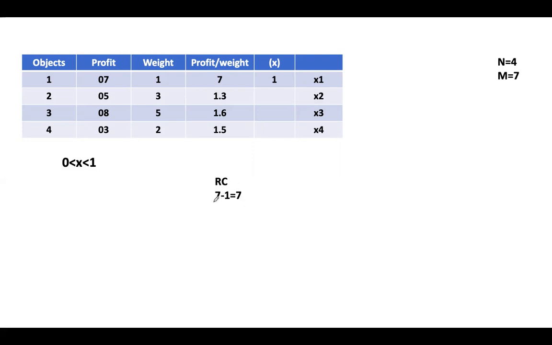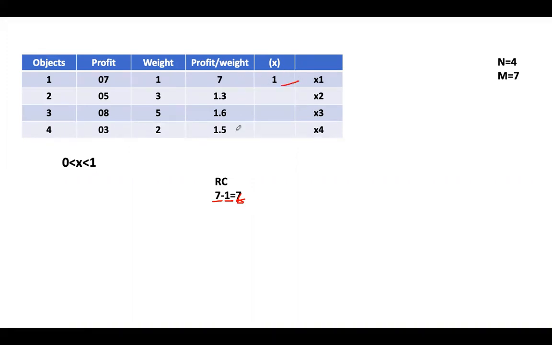Our initial value was 7 kg. This object is taking only 1 kg. So what is the remaining value? It is 6. By mistake I said 7. Is it clear? The container capacity was 7, m is equal to 7. This object is taking 1 kg, so the remaining value is 6. So this object is over. x1 is 1, we have considered it.